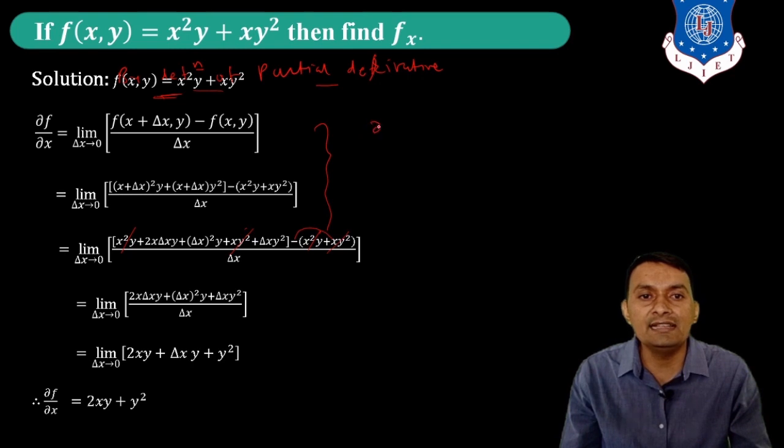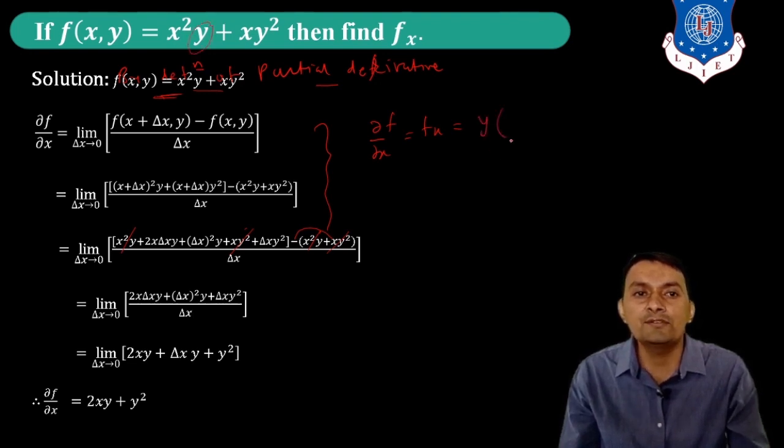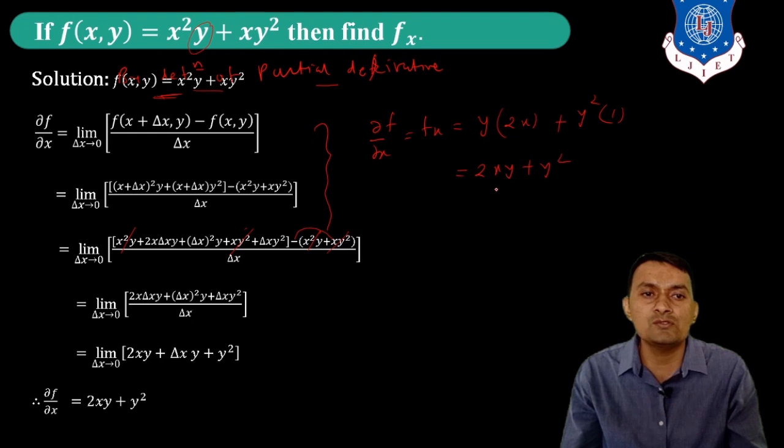So here in that case, del f by del x is equal to fx. But we have already understood that whenever we find a partial derivative with respect to x, keeping y constant, that means y is going to be constant. So I just put y as a constant, and the derivative of x square is what? That is 2x. What about here? y square is going to be constant and the derivative of x is nothing but 1. But whenever you simplify, you get 2xy plus y square, and this is the same as this one. That means it works without the definition.